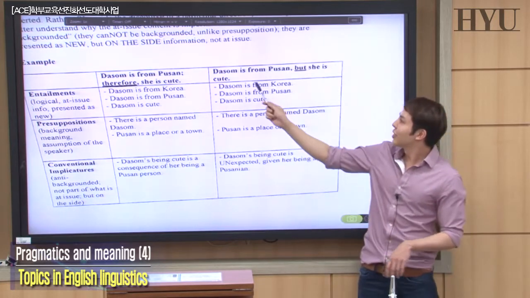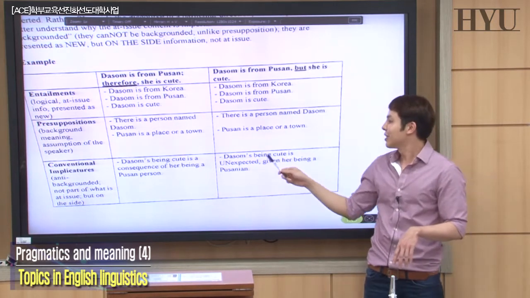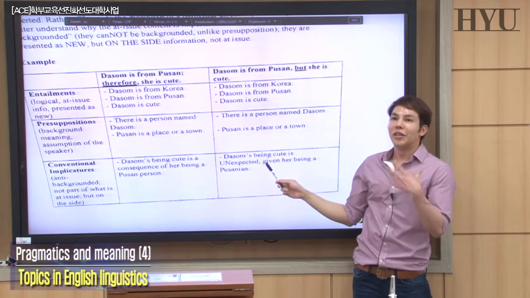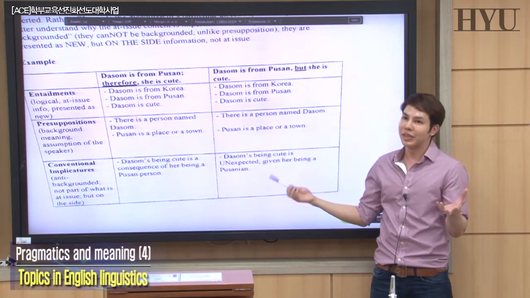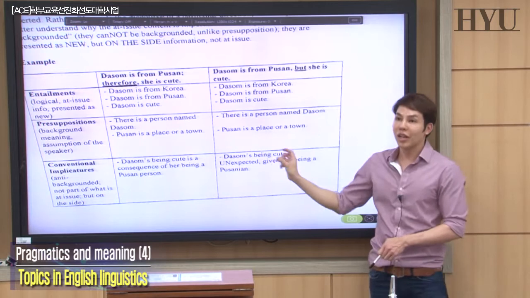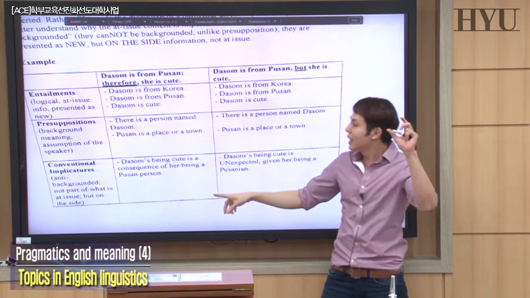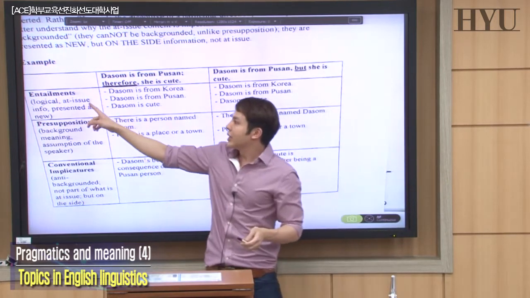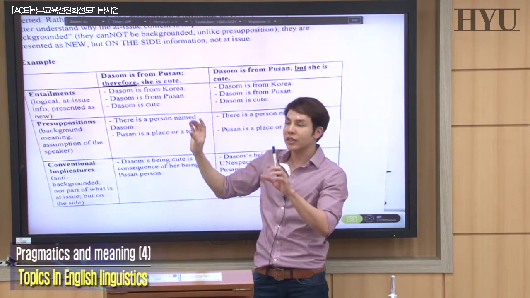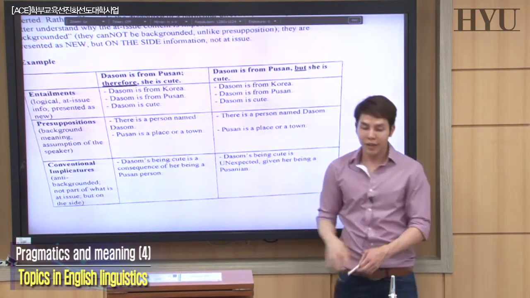In the second one, Tasom is from Busan, but she is cute. This is different, right? The implied message is Tasom being cute is unexpected. Tasom is from Busan, but she is cute, meaning the speaker doesn't expect people from Busan to be cute. So that's why he or she uses but, okay? So that's what we are talking about here, which is conventional implicature. It's not the main meaning. The main meaning is entailment, and they are the same. Tasom is from Busan, and Tasom is cute. These are facts. So these are entailments, but things here are implied, okay?